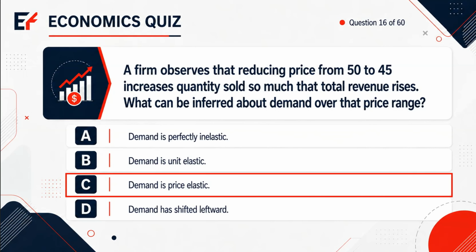Option A is wrong because perfectly inelastic demand would show no quantity response at all. Option B is not correct because unit elastic demand would leave total revenue unchanged. Option D is also wrong because the question describes movement along demand due to a price change, not a leftward shift of the demand curve. The key point is that when price falls and total revenue rises, demand is elastic.